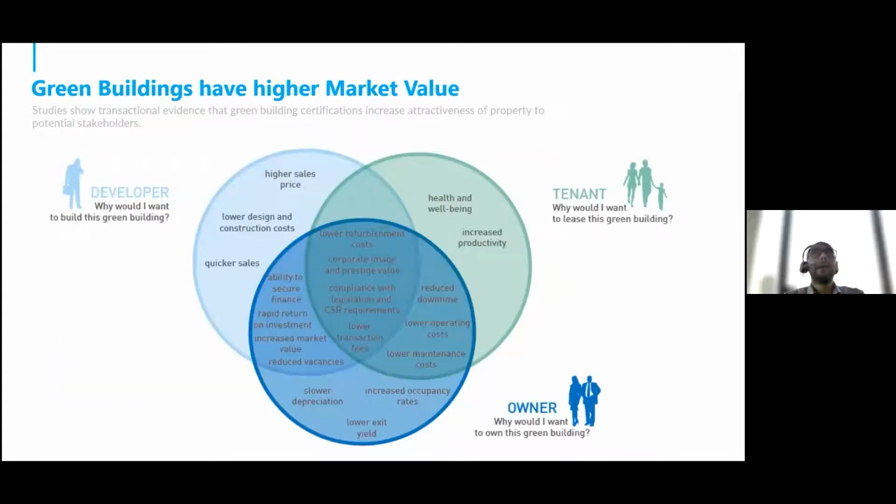We also know that green buildings have a higher market value. If you're looking at it from the perspective of developers, tenants or owners, the developers are looking at these buildings because they sell faster, they are lower in design and construction costs, and they have higher sale prices. The tenants think green buildings have higher market value because they want to lease buildings which improve their health and well-being and increase their productivity. And the owners are looking at these buildings because they have lower maintenance and operational costs, and they reduce downtimes. And there are a couple of combined things that people are looking at, for example, lower refurbishment costs, improved corporate image, prestige value, and other stuff. So green buildings definitely have a higher market value as compared to their traditional counterparts.